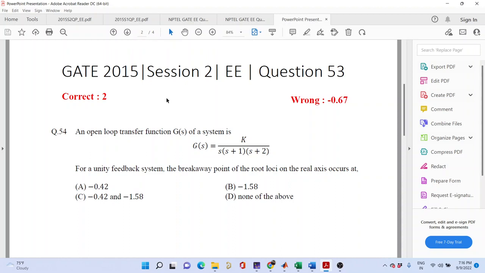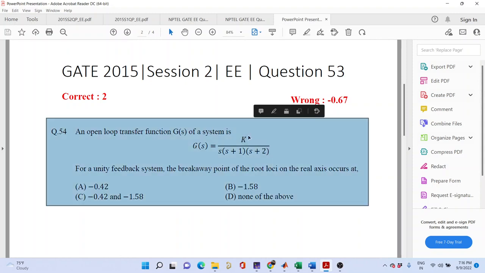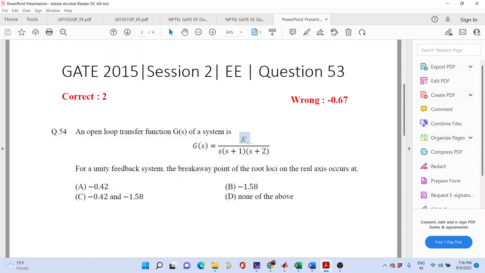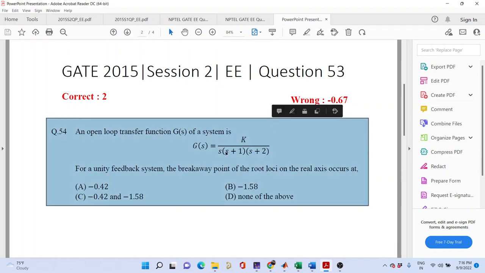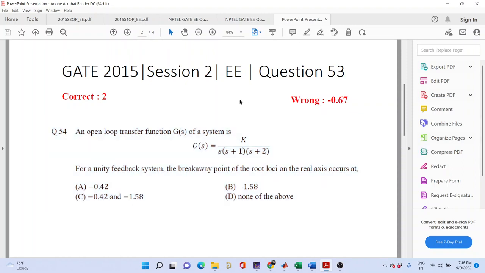That is important. Root locus is the locus of the closed loop poles. As you vary the gain K from 0 to infinity, it shows how the closed loop poles of the system move in the complex plane. That is what a root locus is. You have to understand what root locus is and what the purpose of the root locus is.